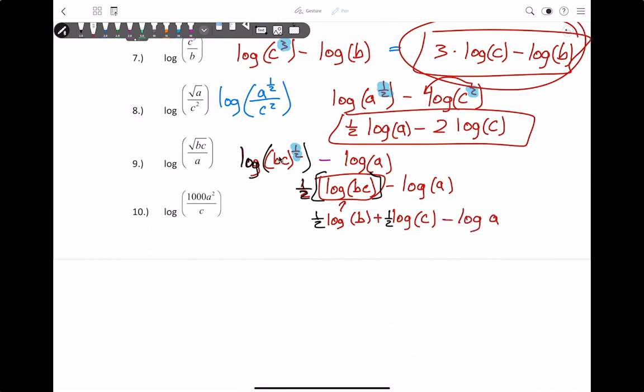Notice it didn't distribute all the way to log of a. It was just for that term that it was glued together by multiplication right here. That's where it distributed on.